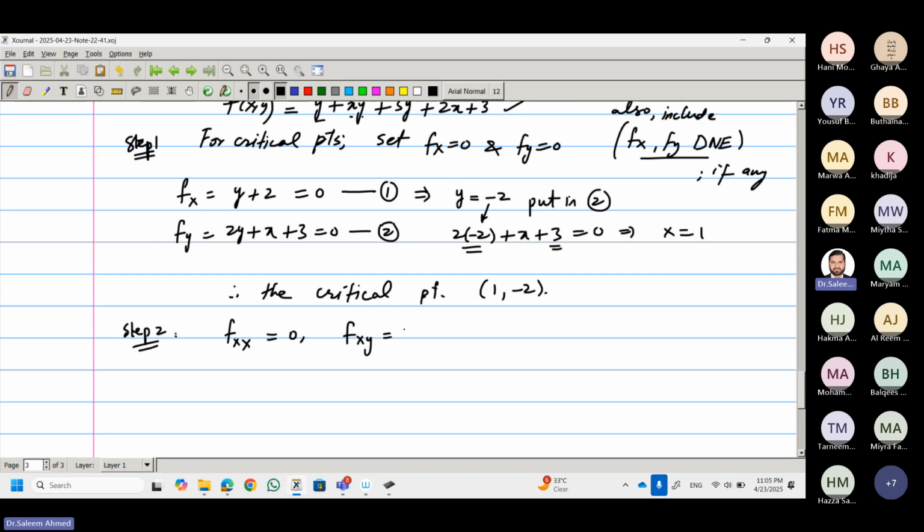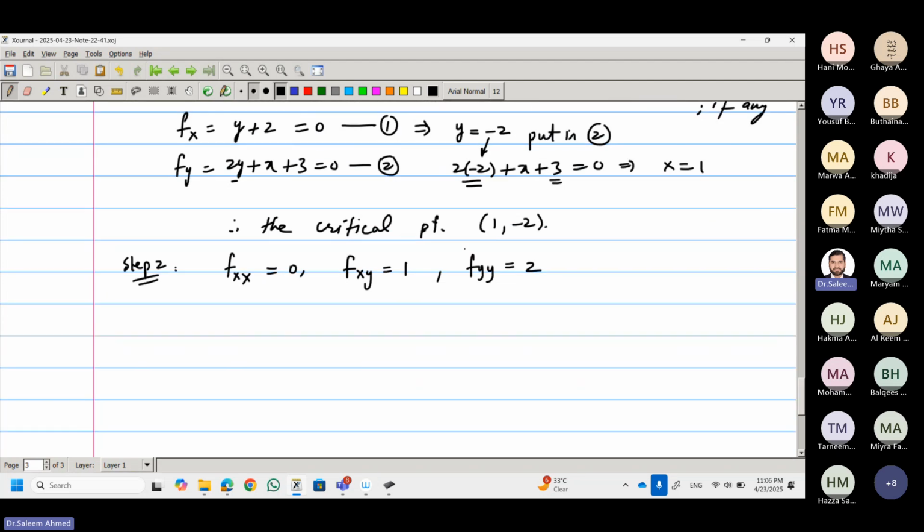fxy, x with y, is 1. fyx is also the same, 1. And then fyy is 2 plus 0, so 2. Right? So now put the point, because all these are constants, so no need. If you put the point here, they will remain the same. Put the point (1, -2). But because there is no x, y, z here, they will remain the same.